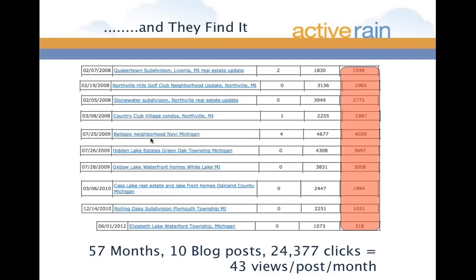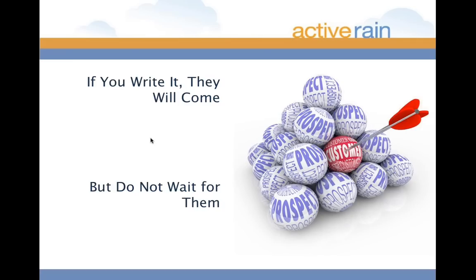I mean, he is getting thousands of clicks a month on these types of posts, and there are people that are so much closer, I should say, to actually buying something. Somebody that knows that they want to live in Hidden Lake Estates in Green Oak Township, they're a lot closer to buying something than the guy that goes, homes for sale in Novi. If you write it, they will come, but we don't want to wait for them.